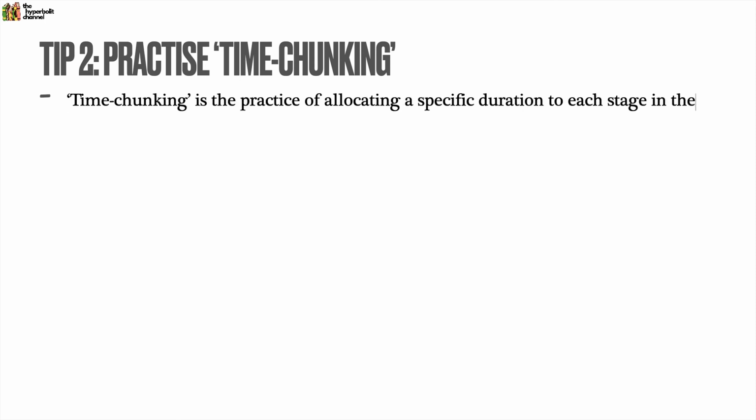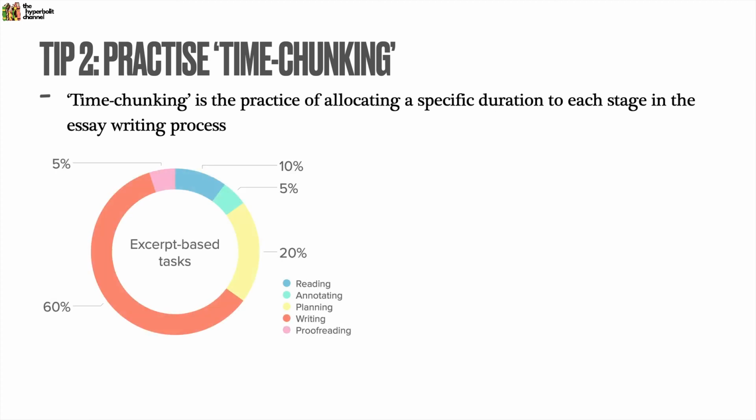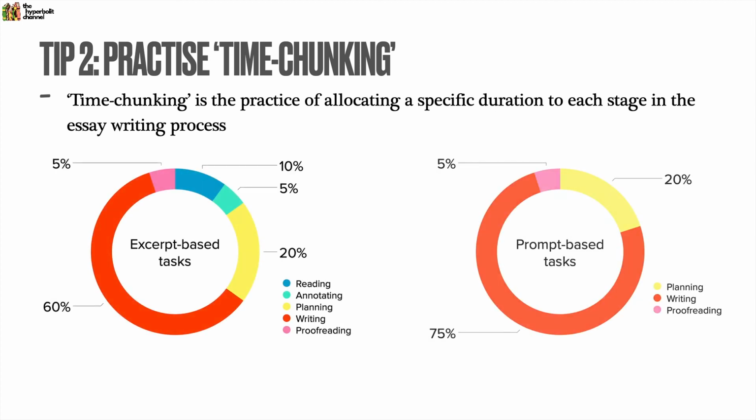Tip 2 is to practice time chunking. So what's time chunking? Time chunking is the practice of allocating a specific duration to each stage in the writing process. So, for example, when we look at excerpt-based tasks, there would be 5 stages: reading, annotating, planning, writing, and proofreading. Whereas for prompt-based tasks, you're not going to be given an excerpt, so there's only going to be planning, writing, and proofreading. It's 3 stages.